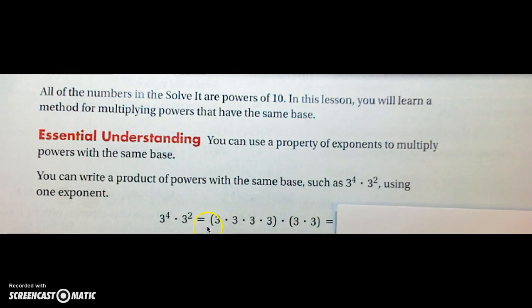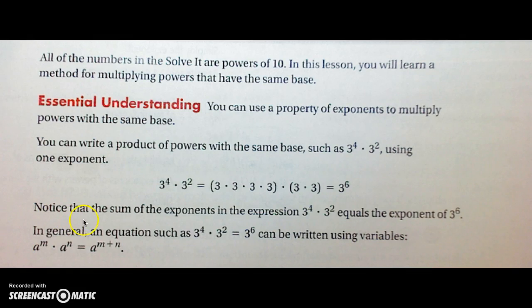So here we have 3 to the 4th, 1, 2, 3, 4, 4 3's being multiplied. And we have 3 to the 2nd power, and there's my other 2 3's. And that is equal to 3 to the 6th power. Notice that the sum of the exponents in the expression 3 to the 4th times 3 to the 2nd, so the exponents are 4 and 2, equals the exponent of 3 to the 6th. So they're pointing out that 4 plus 2 is 6. We're only looking at the exponents, since the base is the same.